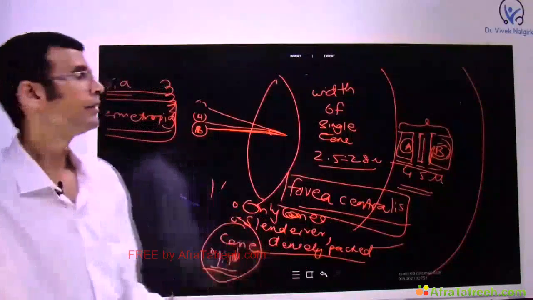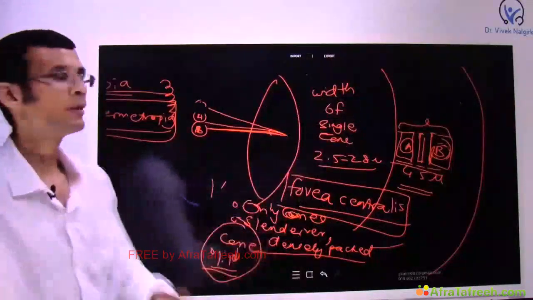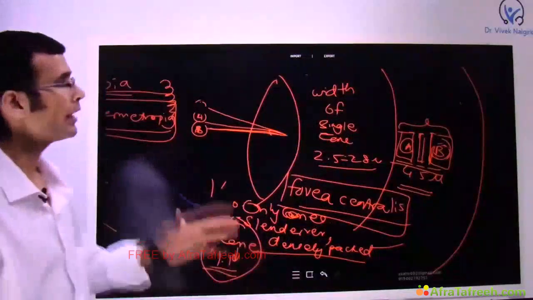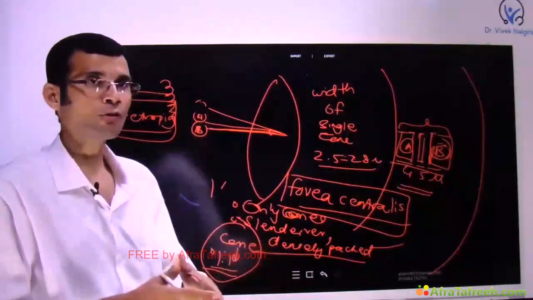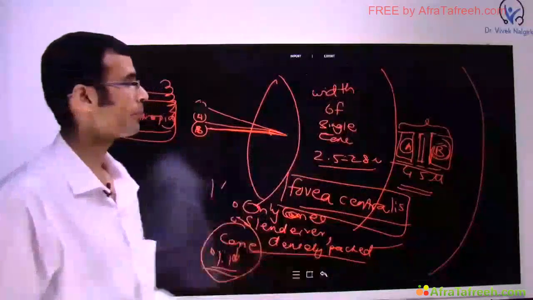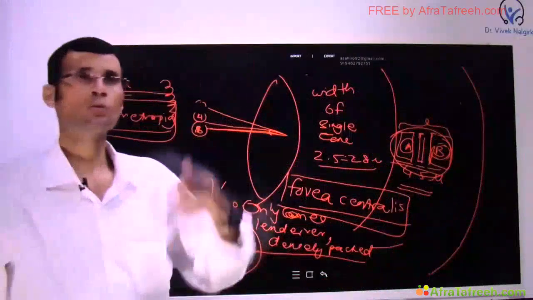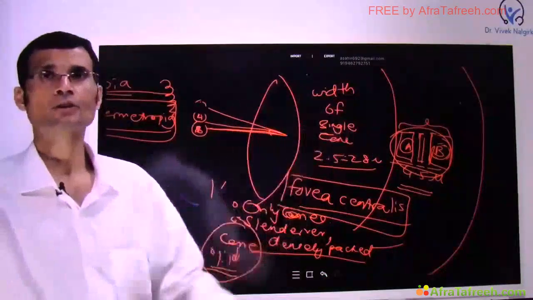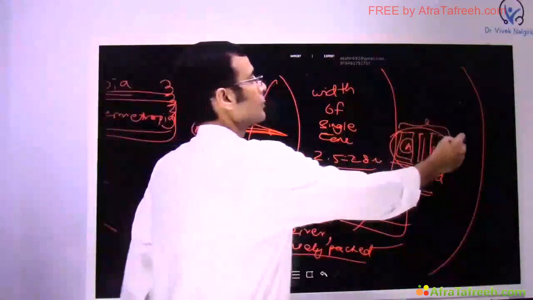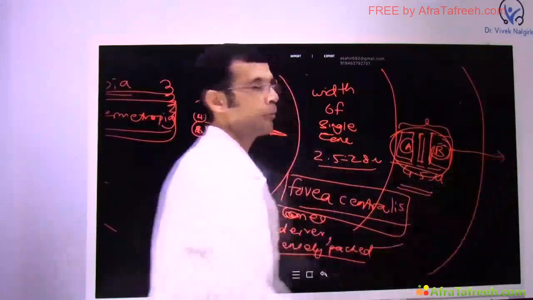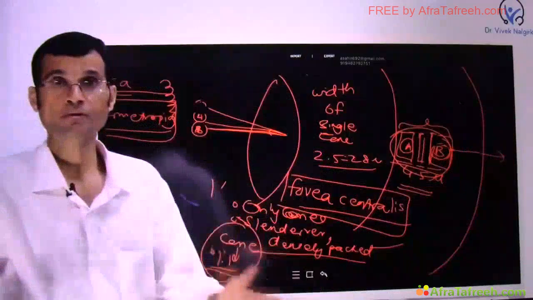On the other hand, as you move towards the peripheral parts of the retina, two things happen. The population of rods goes on increasing. In the fovea centralis, there are only cones. Cones are designed for bright vision, rods are meant for dim vision. As you move towards the peripheral parts of the retina, the population of rods increases. Rod is meant for dim vision.